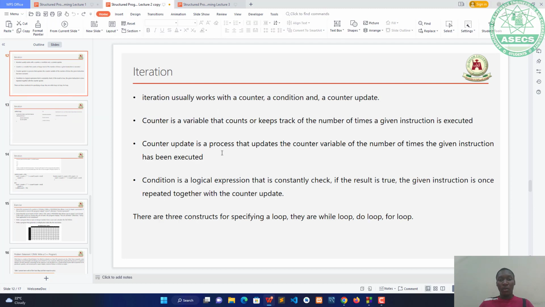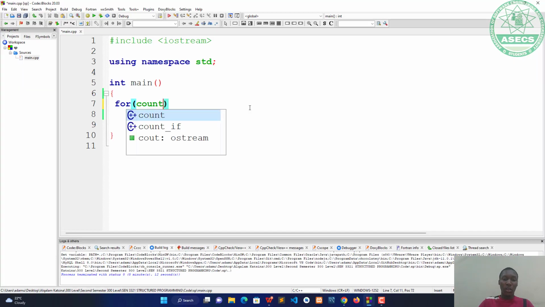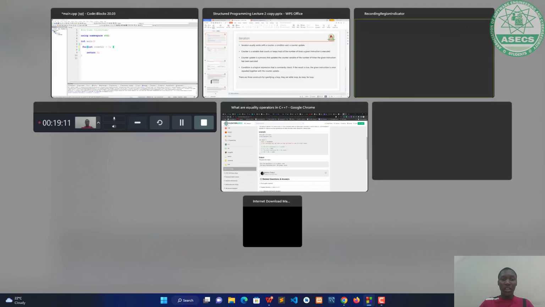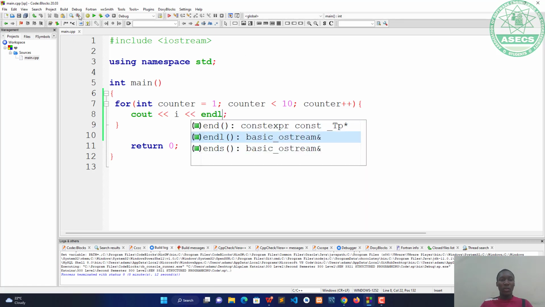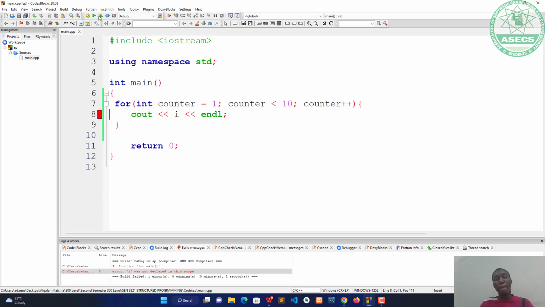Shine akwai counter ɗin nan, a nan muke da counter. Ina ba shi int counter, the starting value can be let's say 1. So akwai kuma condition in ya kai nawa ne za a daina, maybe it is less than, you're counting from 1 to 10. Alright, then the next one is counter update, wanda zai dinga updating wannan value din nan. Counter plus plus. And that was all. Let's see, zai yi counting from 1 to 10 da muke magana?